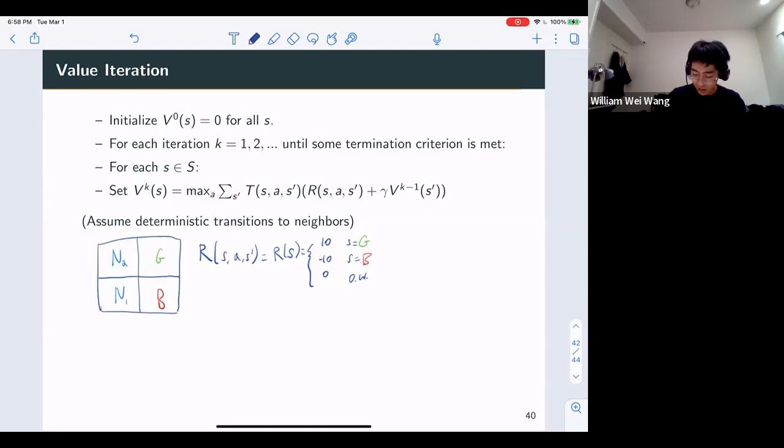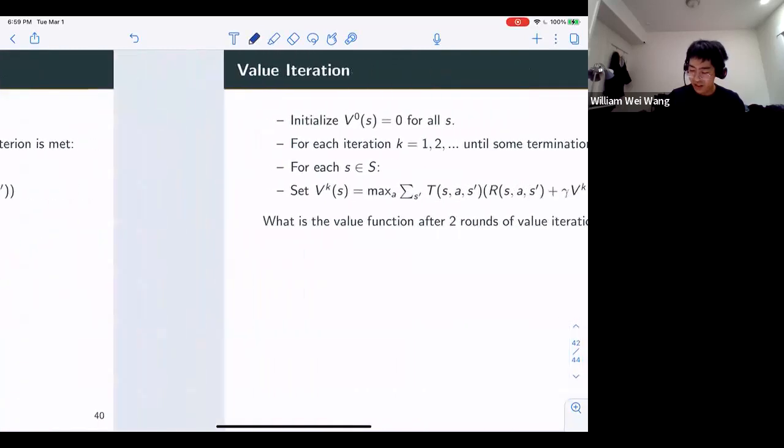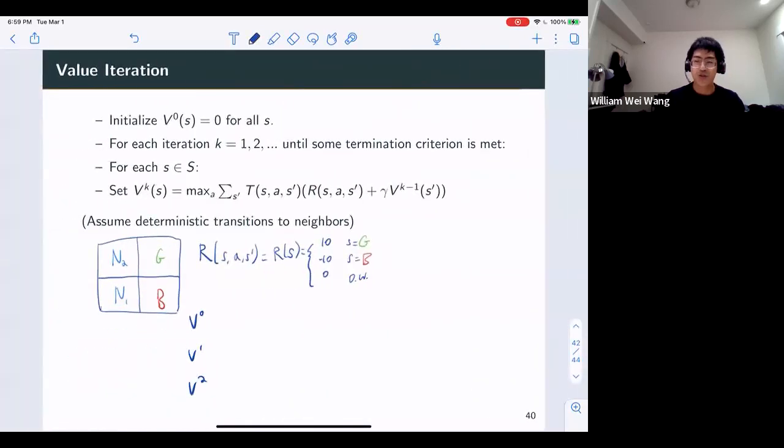So now our question is, okay, what's the value function here? So let's say V0, V1, and V2. And the poll on the next slide that you should do on your own time is to compute what V2 is for each of the states. And I'll just compute one or two just to show you.